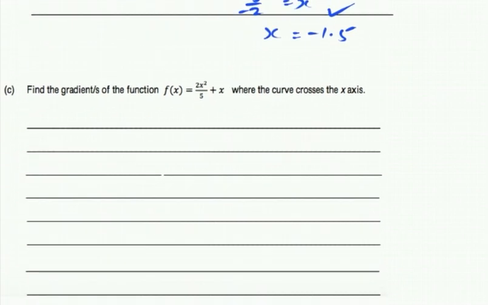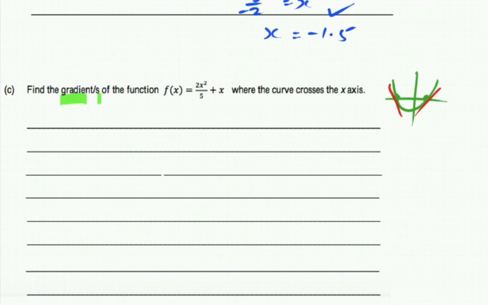The next one, this is for C, find the gradients. So again, we've got the word gradient. We've actually got an s there, so there could be two answers. So be careful where this crosses the x-axis. Now, if you think of a curve crossing the x-axis, it could cross in two places. So you're going to have two gradients. One would be a negative one, and one would be a positive one. So we're going to look for those two gradients.